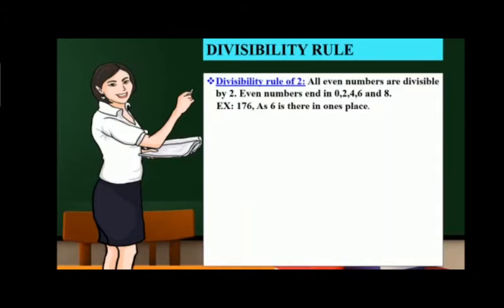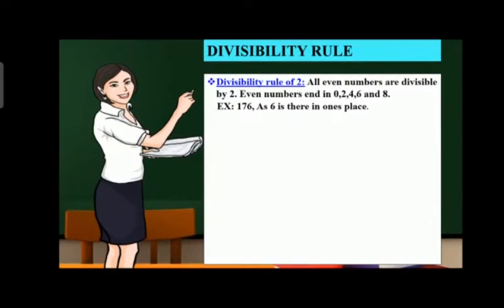Children, divisibility rule of 2 says that if a number ends with 0, 2, 4, 6 and 8, so that number will be divisible by 2. For example, 176. So you can see here this number ends with 6. It means that 176 is exactly divisible by 2.